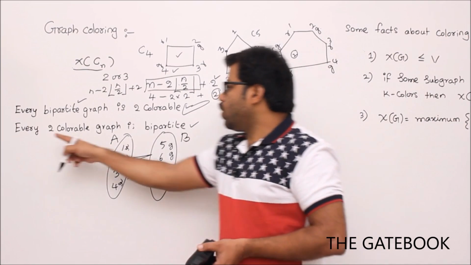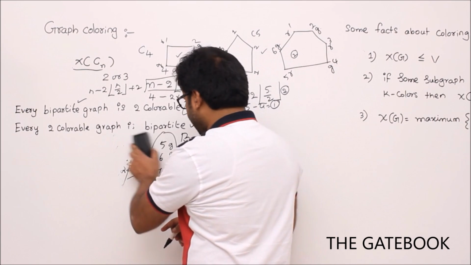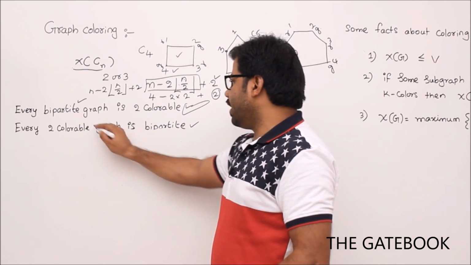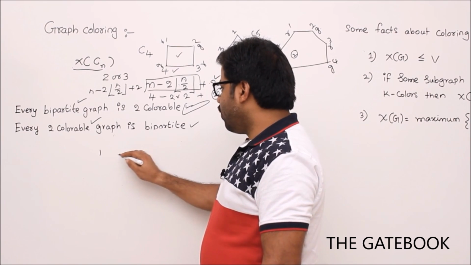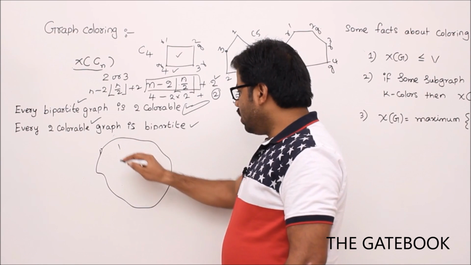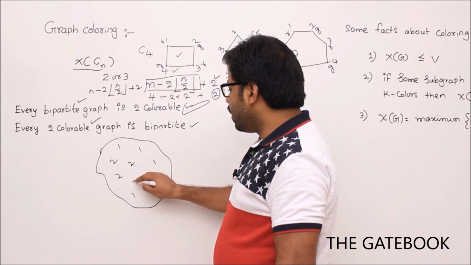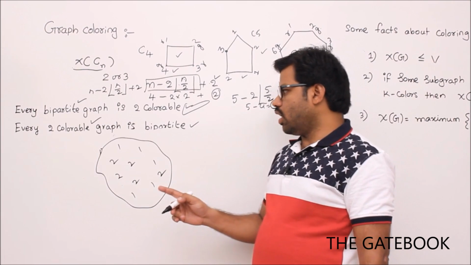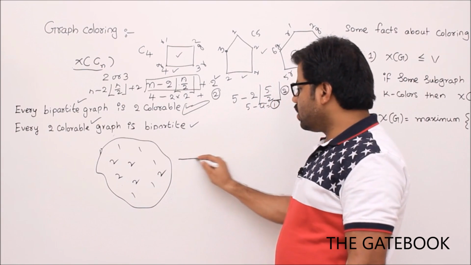Second one, every two colorable graph is bipartite. We'll see why every two colorable graph is bipartite. Let's take a two colorable graph first, because they are talking about two colorable graph, right? So that's why we have to take a two colorable graph. Let's say you have a graph like this, because we don't know what is that graph structure. Then we can see two colors in the graph. One is color 1, let's say, second one color 2. Since it is a two colorable graph, right? So let's say really it's a two colorable graph, then I can color it with two colors. Let's say already I colored it. Such a graph is bipartite.